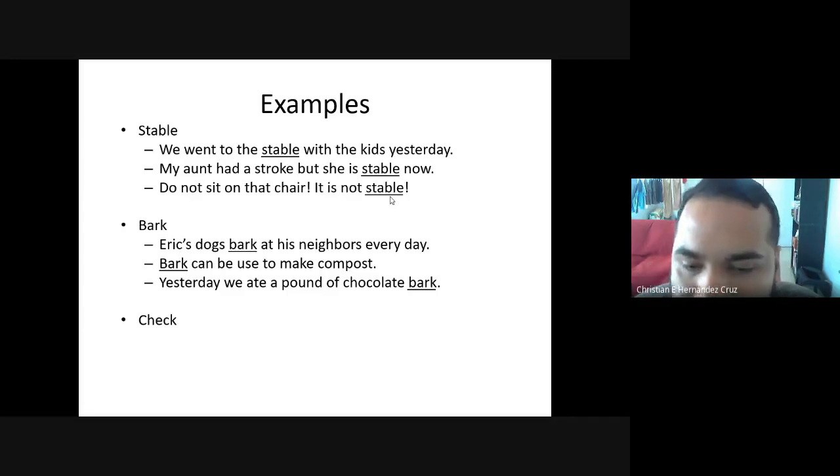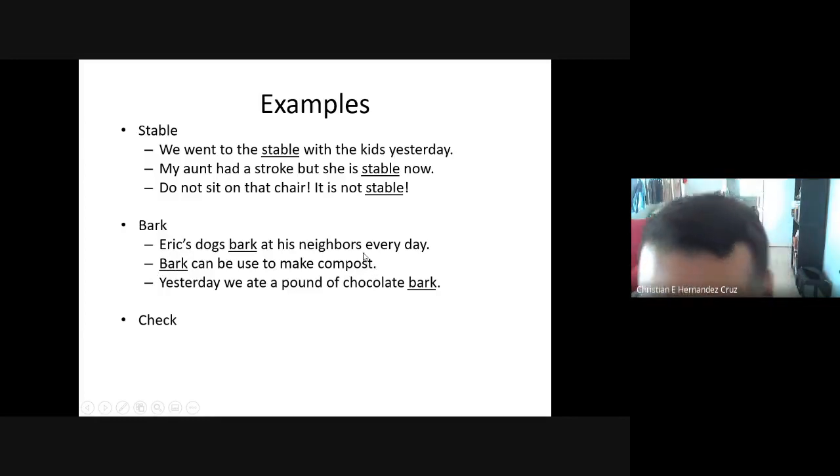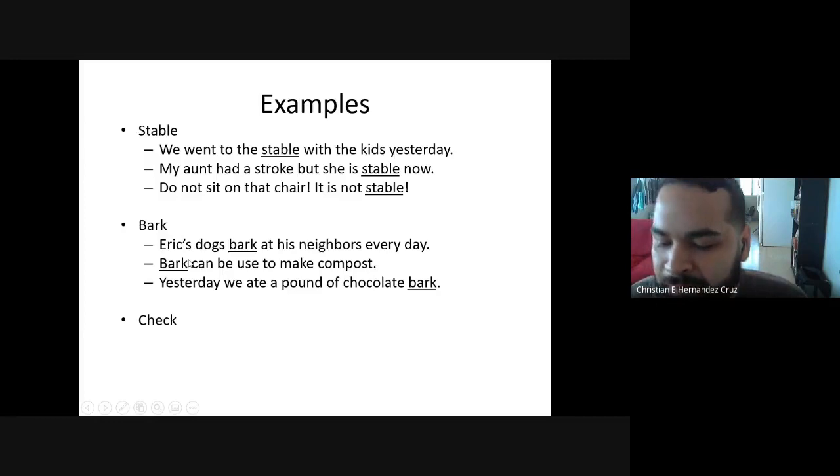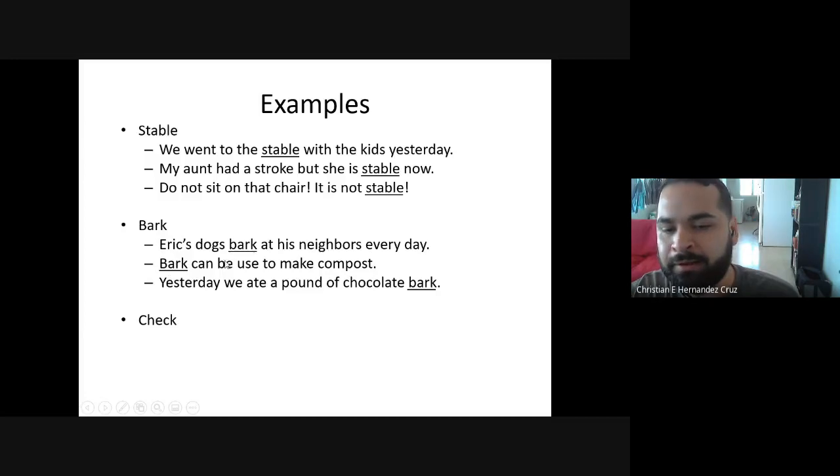We have bark. Of course, the first sentence, Eric's dogs bark at his neighbors every day. Of course, this one uses bark as the dogs voicing their opinions. This is also, bark can be used to make compost. Bark in this case is that hard covering around the tree stump. Inside is the wood, but the outside of the tree is called bark in English.